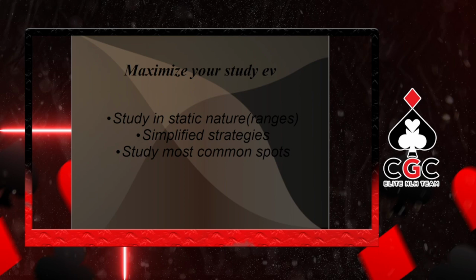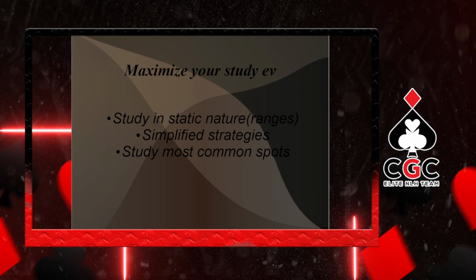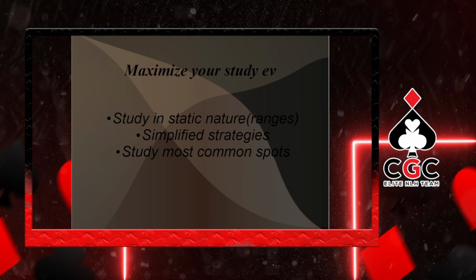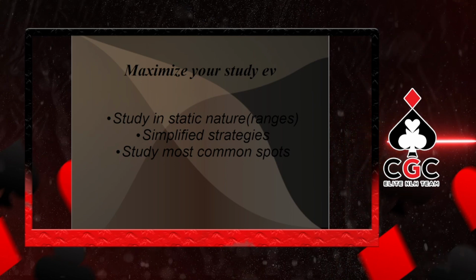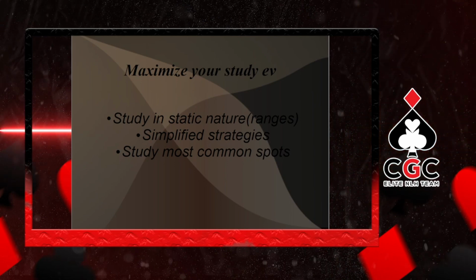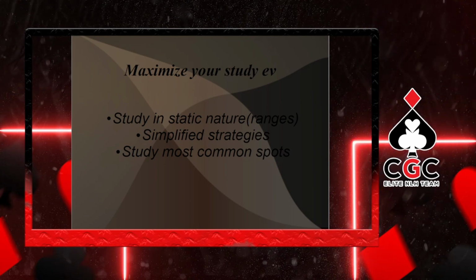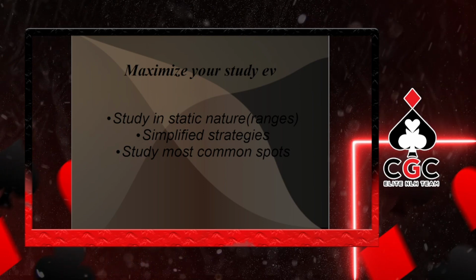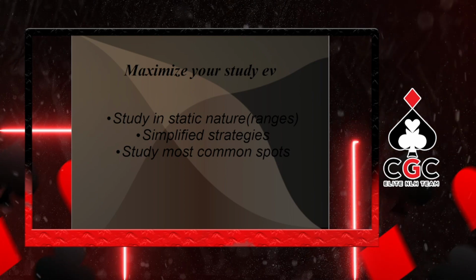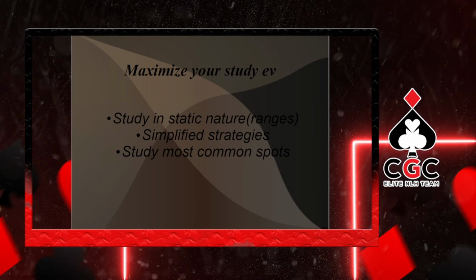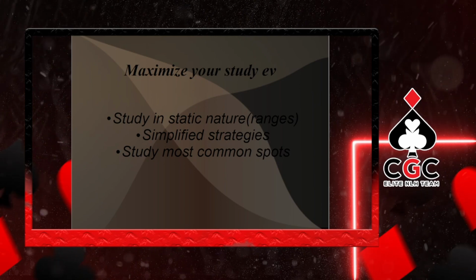So the three main factors, and very important: one, you have to study in static nature. And what does this mean? It means that you have to choose the best ranges for your game, your pool you play on, because when we change the ranges, the post-flop strategy changes a ton. So you have to choose the best ranges for your game and start to study them.